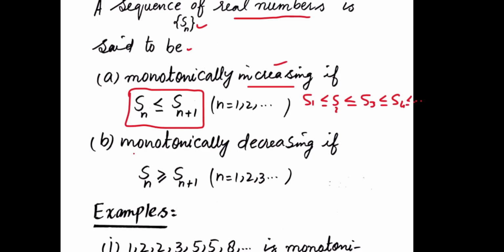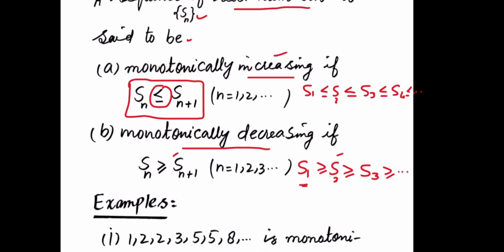On the other hand, a sequence is called monotonically decreasing if we reverse this sign, that is Sn is bigger than or equal to Sn plus 1. That is, S1 is greater than or equal to S2, S2 is greater than or equal to S3, and continuing this process. This shows that every previous term is greater than or equal to every next term.